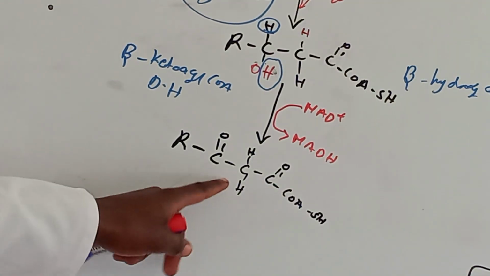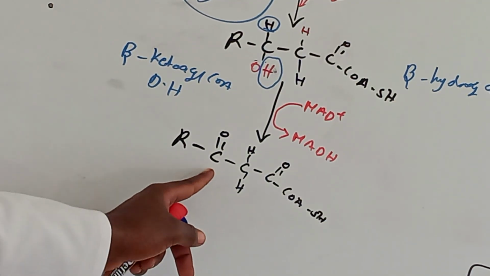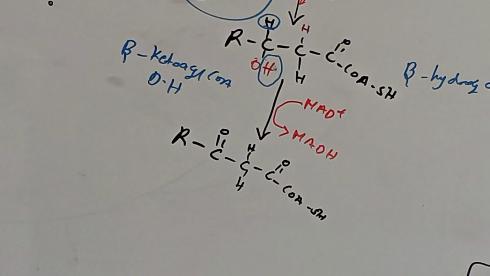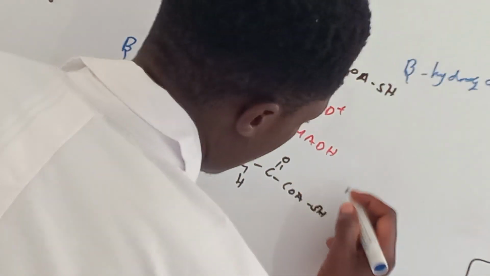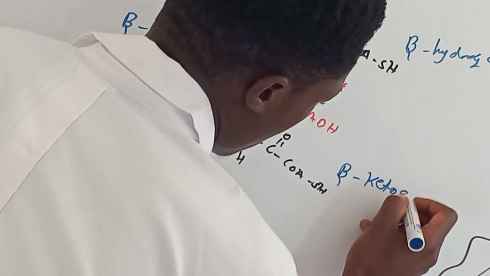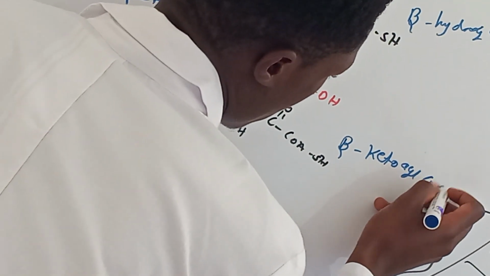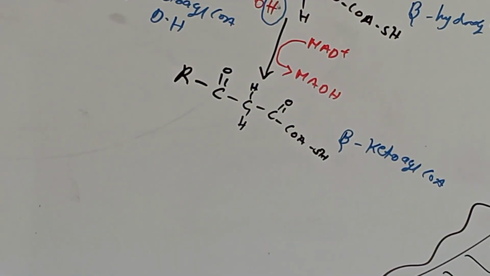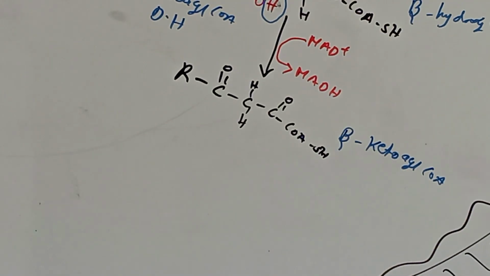The first carbon is the alpha carbon, and then the beta. You know these are keto. This is a keto functional group. So what are we going to call this? This molecule is going to be called beta keto acyl CoA.